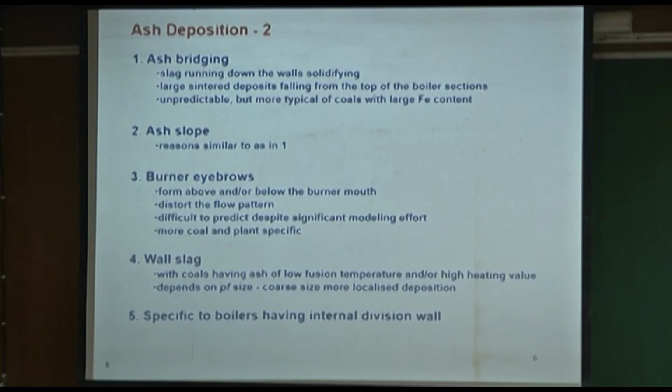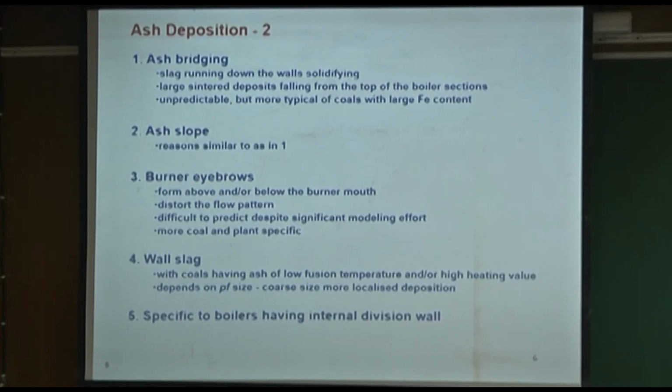You really need a very, very thorough understanding of the boiler, and it's a close cooperation between the modelers and the plant operators, and they often don't mix together very well. And these are very coal and plant specific. Wall slag near the radiation zone, near where you have the fireball, with coals having low ash fusion temperature or high heating value, and depends on the size, more localized deposition.